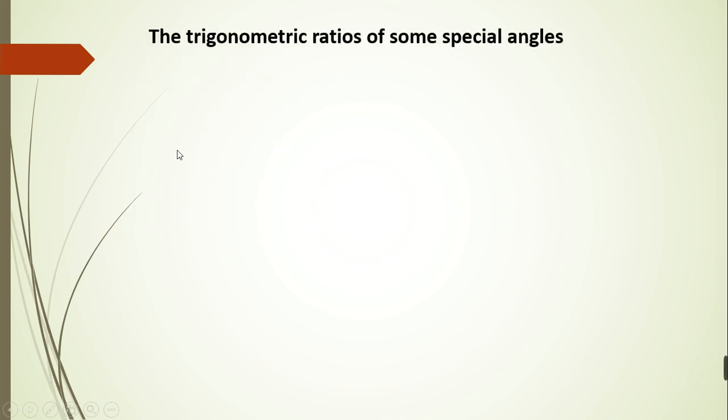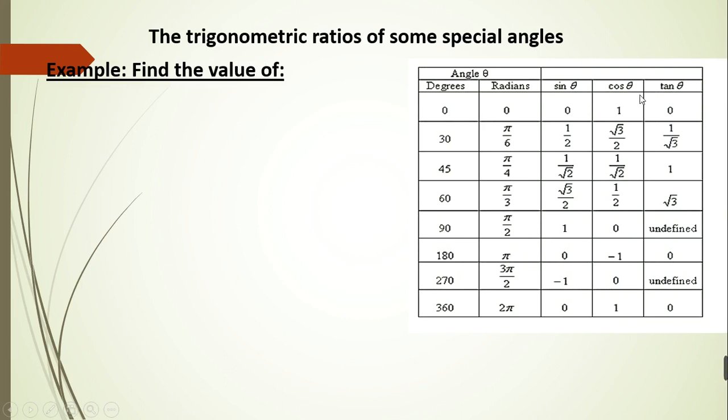Okay, now we will study the trigonometric ratios of some special angles. We can see the ratios for the angles 0, 30, 45, 60, 90, 180, 270, and 360. These are the angles in degree measure, and we can convert them to radian measure: 30 is pi over 6, 45 is pi over 4, 60 is pi over 3, 90 is pi over 2, 180 is pi, 270 is 3 pi over 2, 360 is 2 pi. And find sine, cosine, and tan.